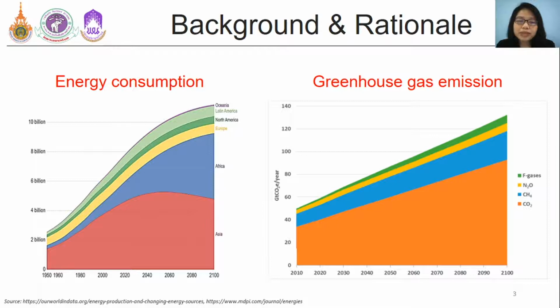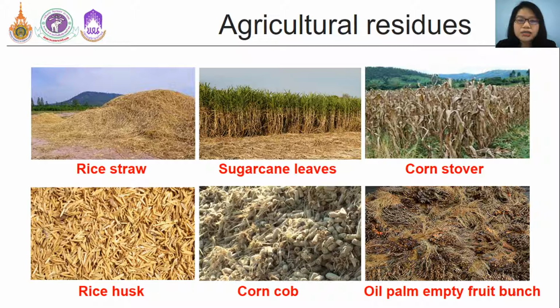Let's start with background. Continual growth in energy consumption, greenhouse gas emission, and environmental problem from combustion of fossil fuel is alarming, and it has raised sustainable energy research to be among top priorities. Agricultural residue, as the major byproduct of agriculture, is one of the most important biomass resources, with excellent energy potential in many countries.